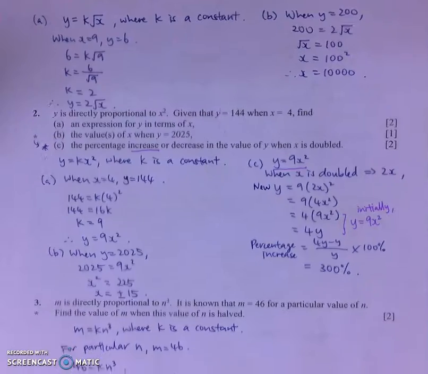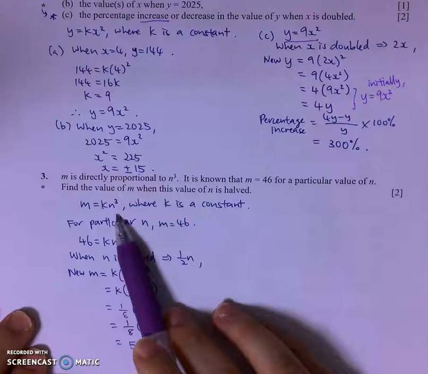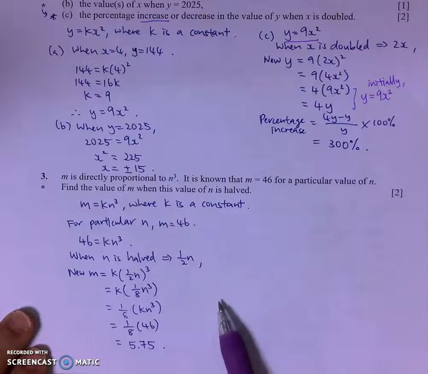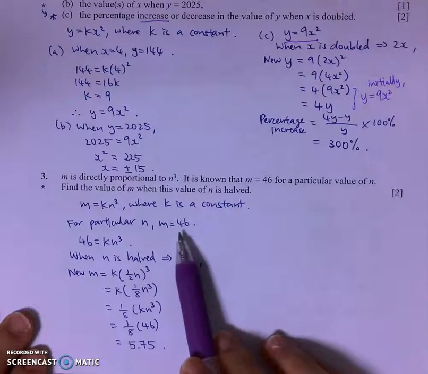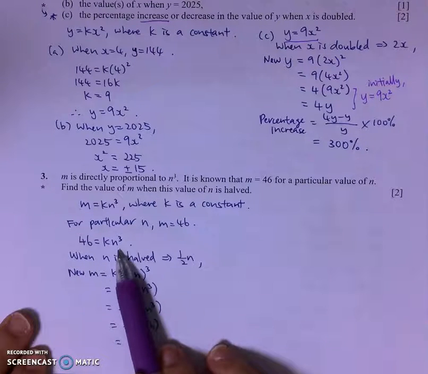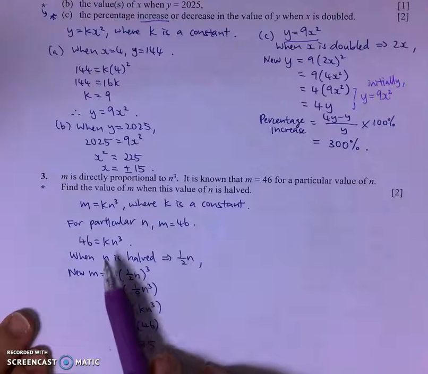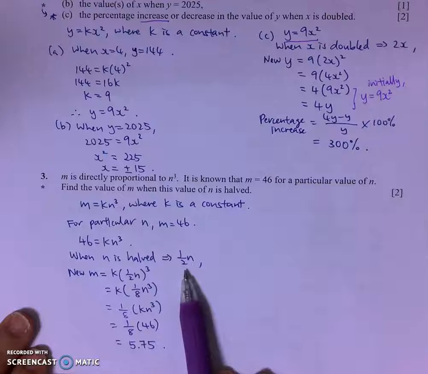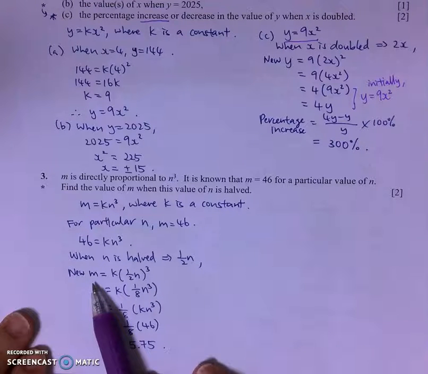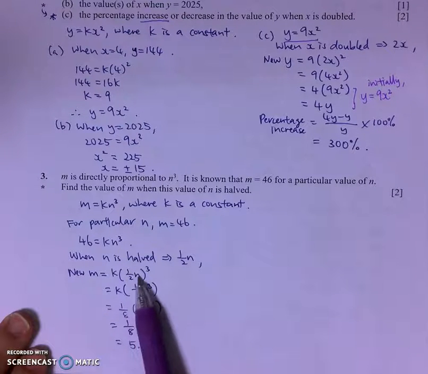Let's go on to question 3. m is directly proportional to n cubed. So I write down my equation where k is a constant. And for a particular value of n, m is 46. So I know that 46 equals k times n cubed. Now they want us to find the value of m when this value of n is halved. So when n is half, now I have half n. So the new value of m is now k times (half n) the whole thing cubed. So this new value will give us 1 over 8 n cubed.